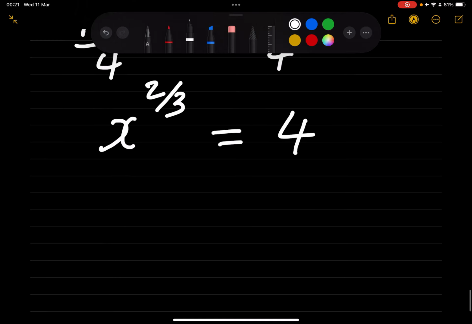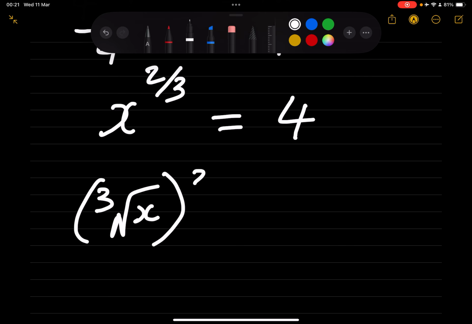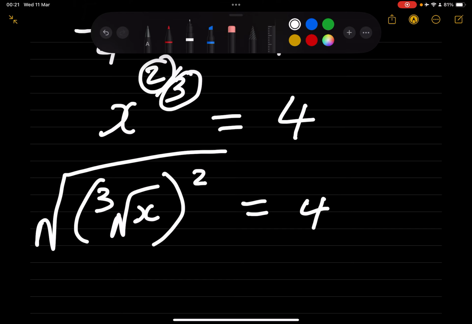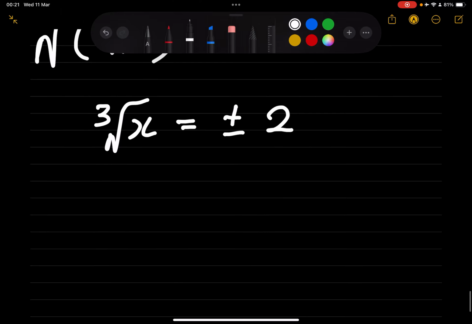And then we can see now we need to convert to a root. The root is 3. The power is 2. Remember, the root is the denominator. The power is the numerator, which is equals to 4. We remove the power by a root, so I have to square root both sides. And when I square root, I must put plus minus. So I'm going to have cube root of x is equals to plus minus square root of 4 is 2. So there I have two answers.